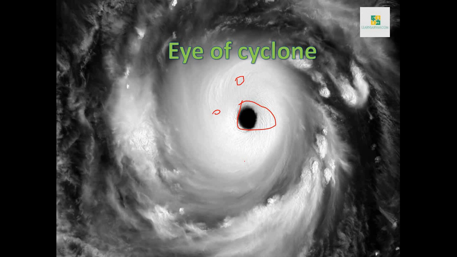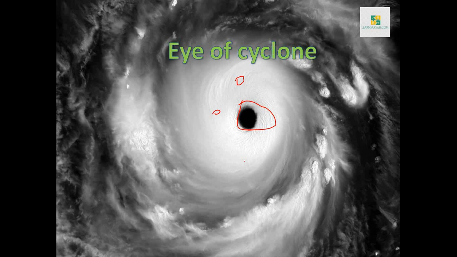Now this cyclone will be moving throughout the ocean. As I have already mentioned, it is a self-sustaining engine. It does not require any fuel from outside. So its fuel is nothing but the moist air. So as long as moisture is there in the ocean, the cyclone will be continuously journeying.